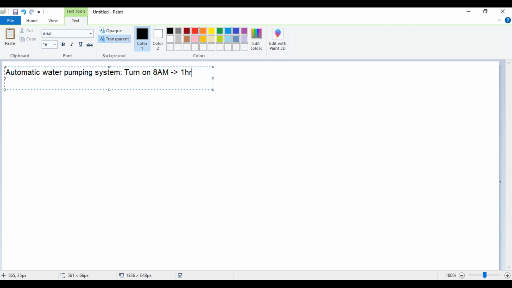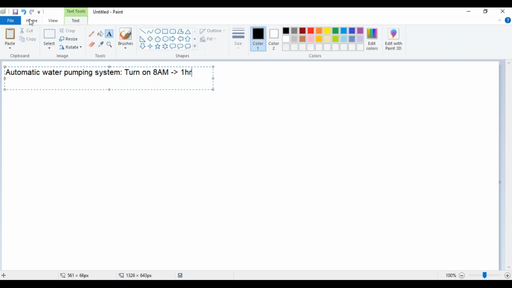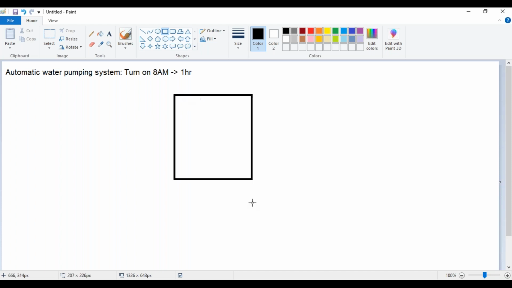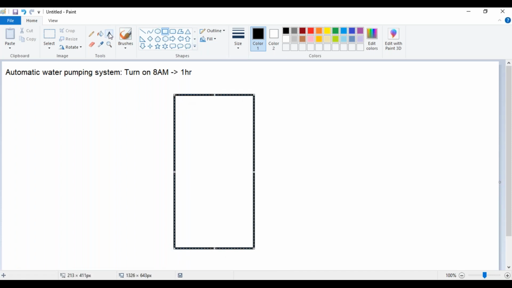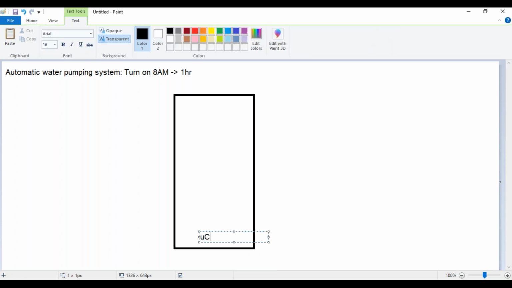So in the automatic water pumping system, you have to turn on the pump exactly at 8 a.m. for a duration of 1 hour. Now, let us list out the most important components of designing this embedded system. Which one is the most important component? Yes, that's the microcontroller. So assume I'm going to take the microcontroller here. The microcontroller is the PIC16F877, or you can choose any microcontroller.